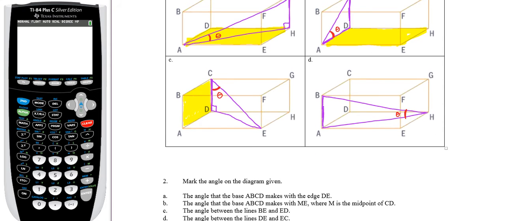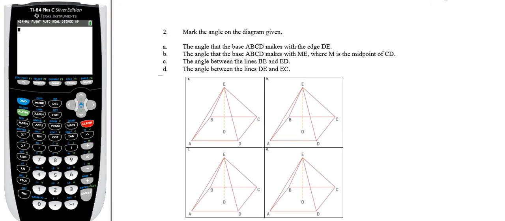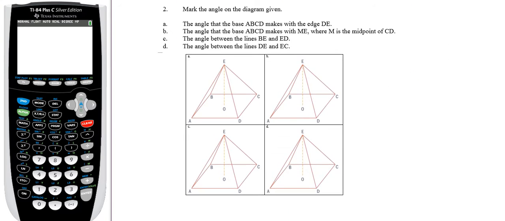So similar skills can be applied to different shapes, like for example, pyramids. So here are some other examples with pyramids. In the first example, we're looking at the base ABCD and the angle that that base makes with the edge DE. So DE comes up from the corner to the apex of the pyramid, and we can come down to the center and back out to D to make a right angle triangle. And the angle between the base and the edge of DE is going to be this one here.